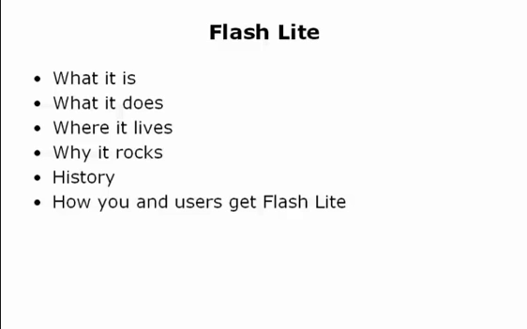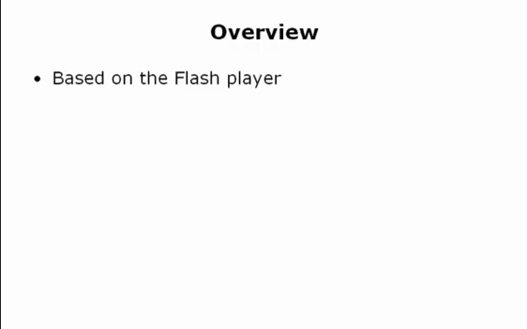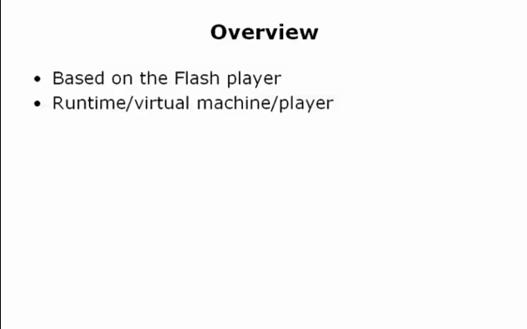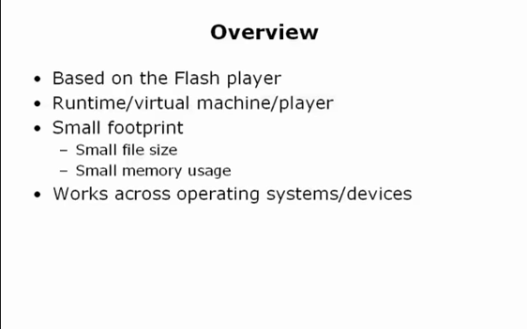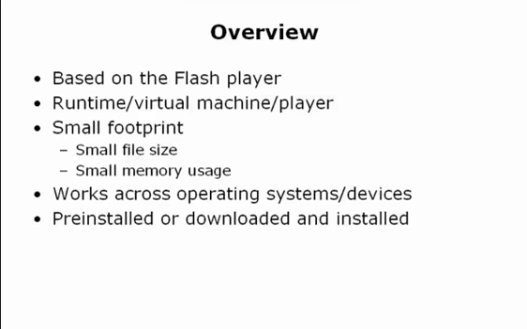Flash Lite is based on the Flash player. You can call it a player, a runtime, a virtual machine. It's a rich multimedia engine with connectivity. It has a very small footprint. It has a small file size, less than a megabyte, and takes up very little memory in the device it runs on. It works across operating systems and devices. It's pre-installed on many devices, or it can be downloaded and installed by the user.